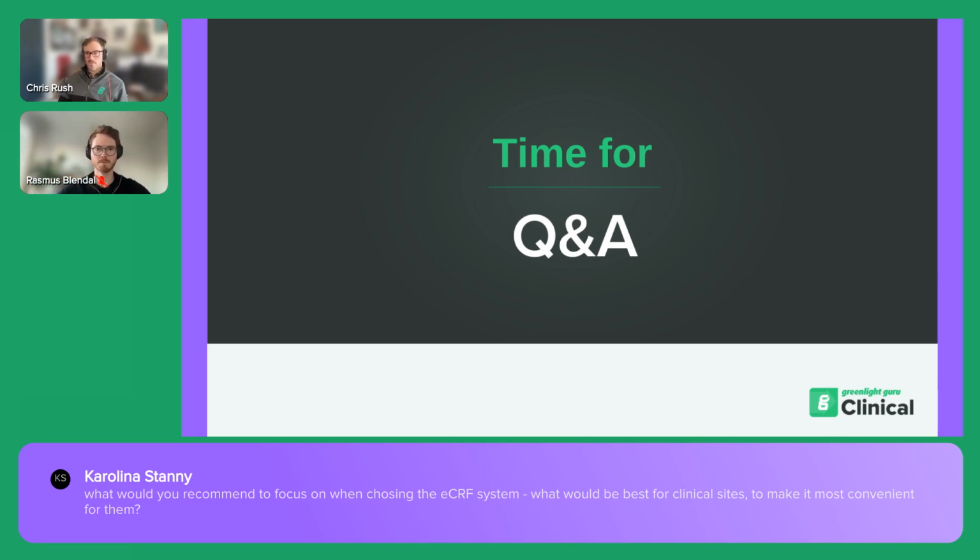I think from my perspective, oftentimes less related to the ECRF system itself, but ultimately the design of case report forms, the volume of data that's being requested by the sponsor is one of the biggest elements as to whether sites will participate in the study and enter data into the system.